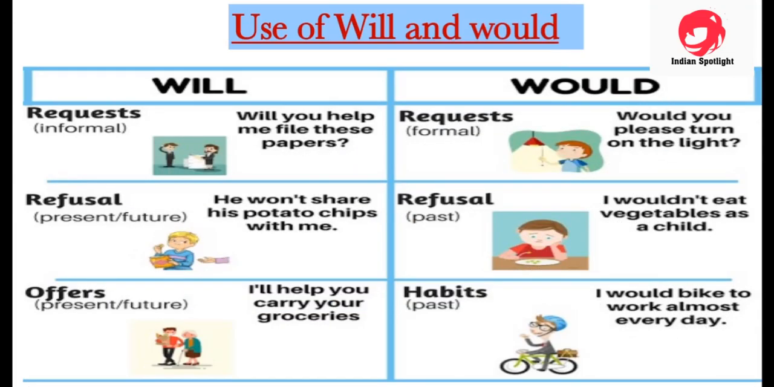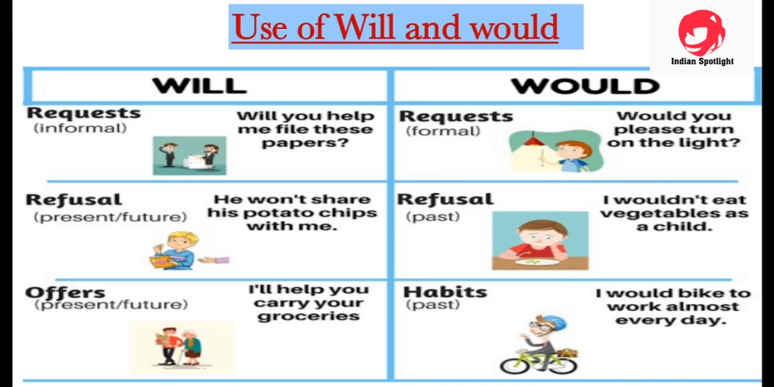Now come to the use of will and would. Will is the present form while would is the past form of will. For request, formal and informal ones are there. If you want to make it informal, then you have to go for will, while formally you have to go for would. Will you help me file these papers? That is an informal request. If the same request is made in a formal way, then it would be like, would you please turn on the light?